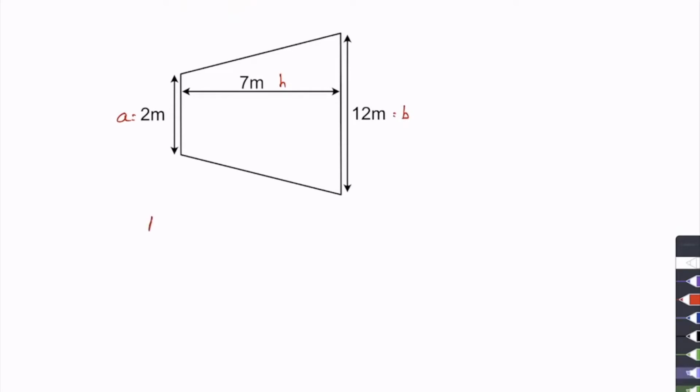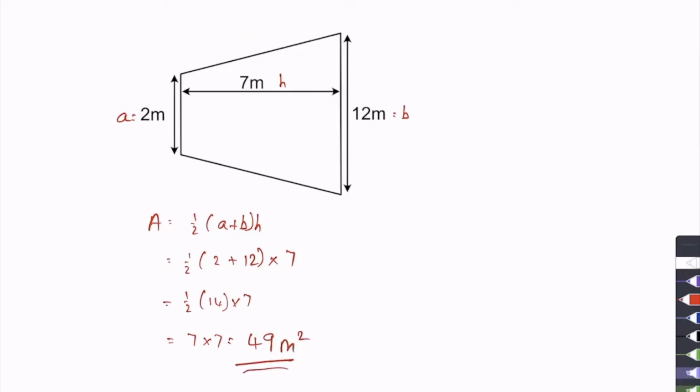So once again, the area is a half (A plus B) multiplied by the height, which gives me a half, A is 2 plus B is 12, multiplied by the height, which is 7. And that gives me a half, 2 plus 12 is 14, times 7. I can remove the bracket actually, but a half times 14 is just 7. Gives me 7 times 7, which is 49. We check the units and it's meters squared. And that's the area for this one.